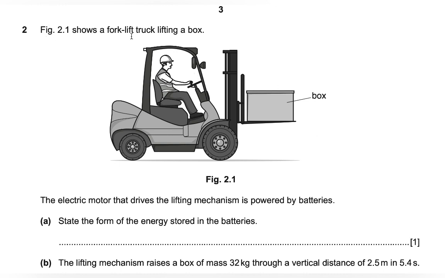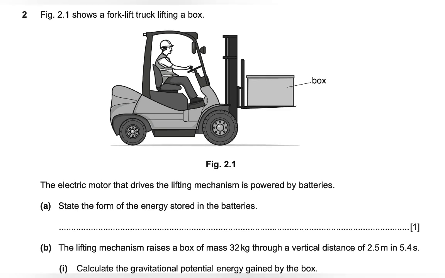Figure 2.1 shows a forklift truck lifting a box. This is a forklift truck lifting a box. Now the electric motor that drives the lifting mechanism is powered by batteries. Now state the form of the energy stored in the batteries.